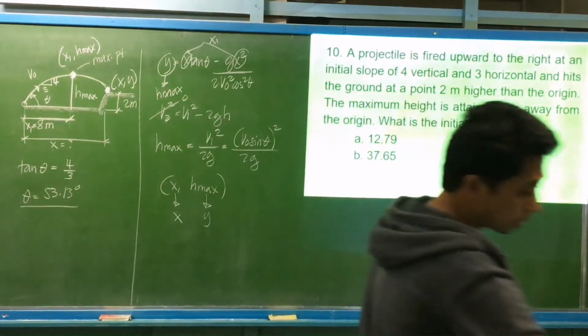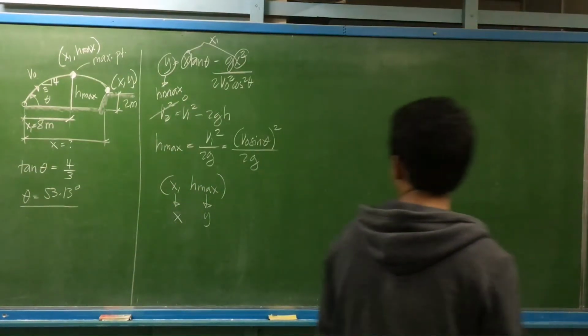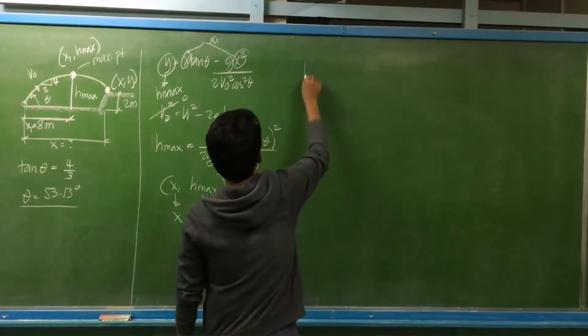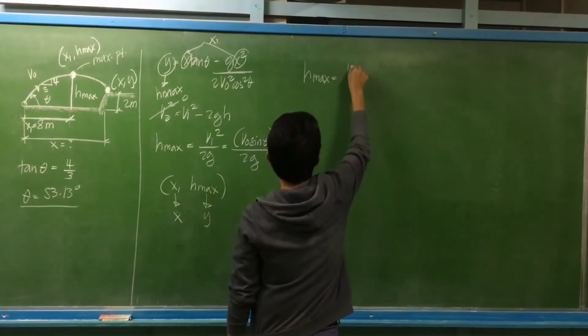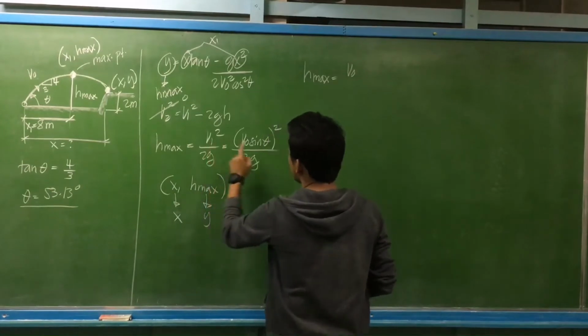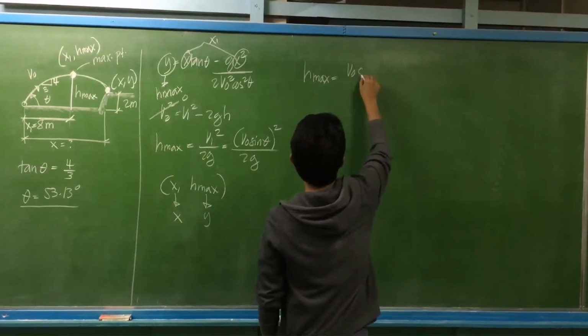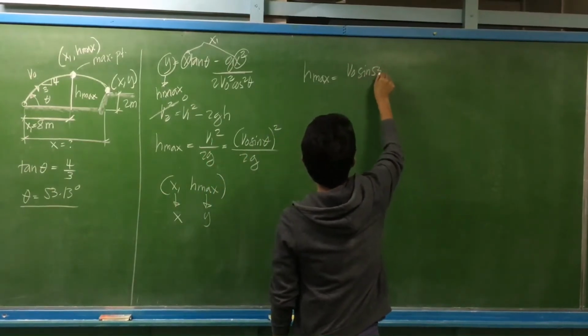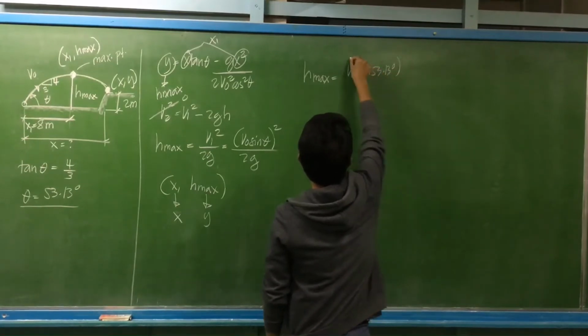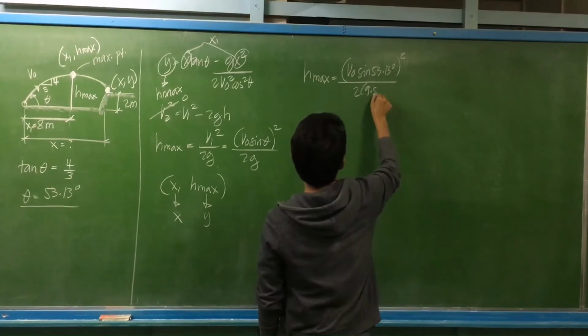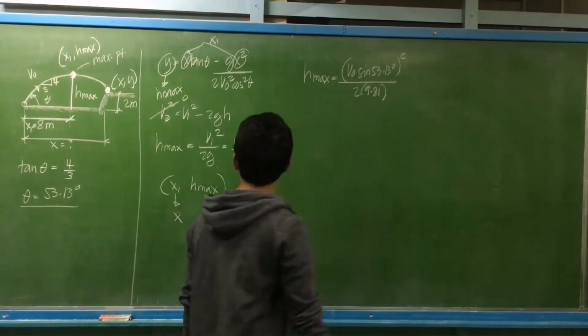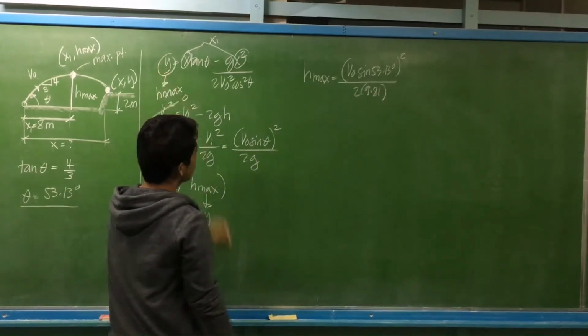So we now substitute. What is the equivalent of h maximum? That is equal to initial velocity sine of theta. What is our theta? That is the sine of 53.13 degrees. This is quantity squared. This is divided by twice of 9.81. So we are using this equation.